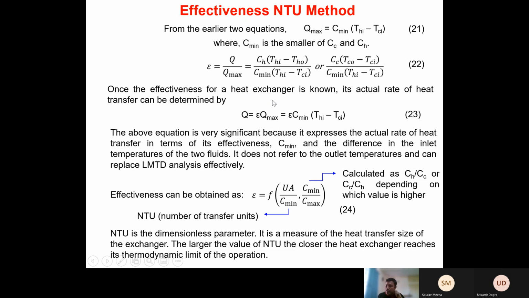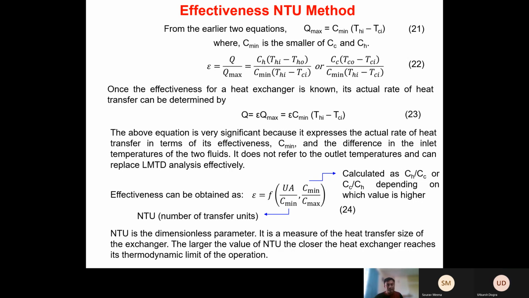Isn't it? So everything is known except this epsilon. And this epsilon also you can calculate as a function of UA by Cmin and Cmin by Cmax. How these are related with this, that we will see. Is it clear to everyone? So the physical significance of this equation number 23 is that it does not require terminal temperatures. It requires only the input temperatures. So unlike the LMTD method where you require all input and output temperatures to design the heat exchanger, here you require only the input temperatures. Can you see the point?